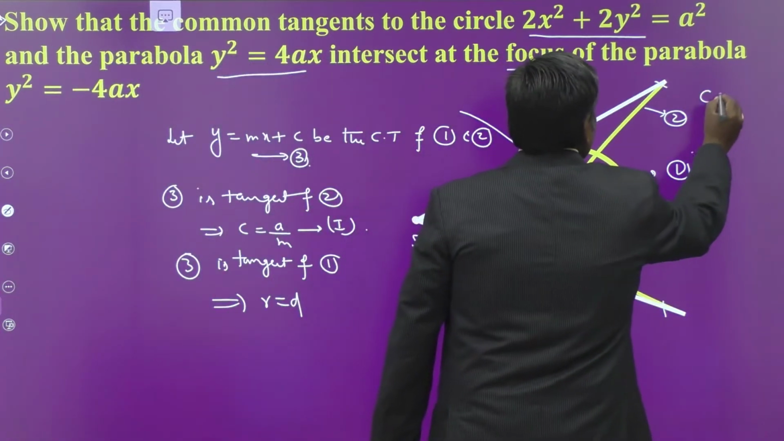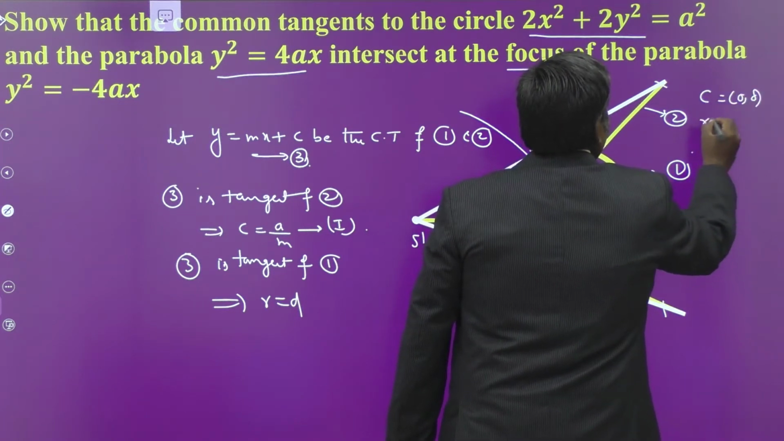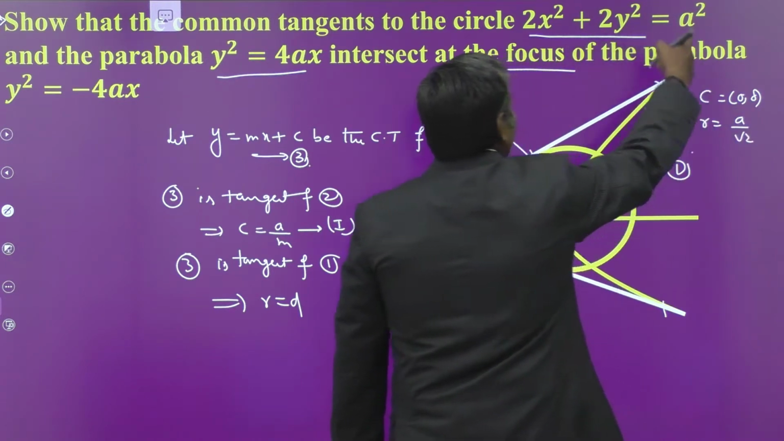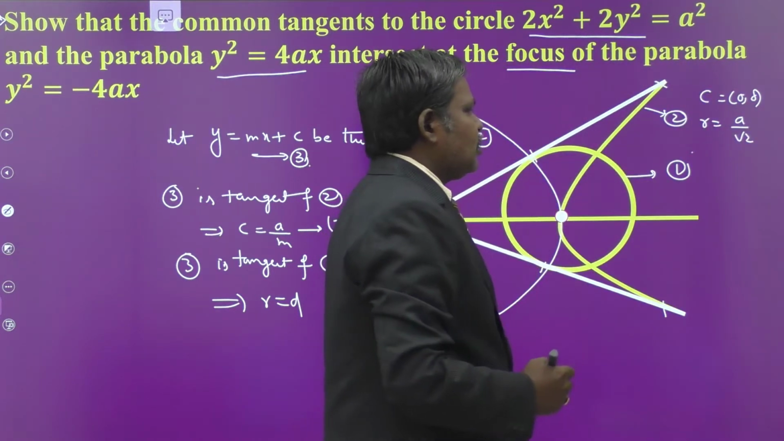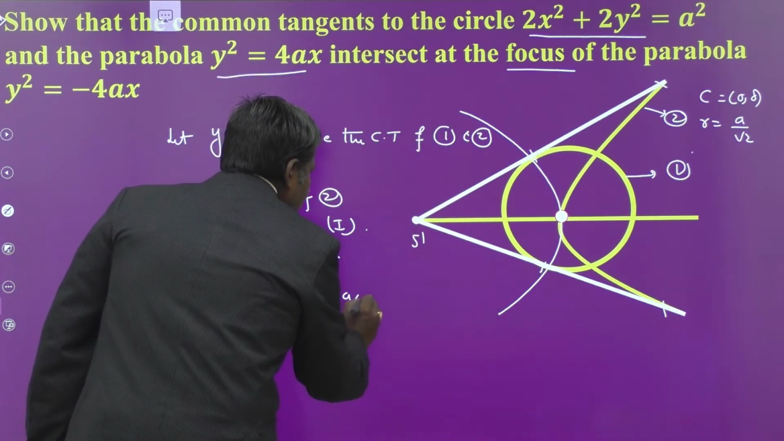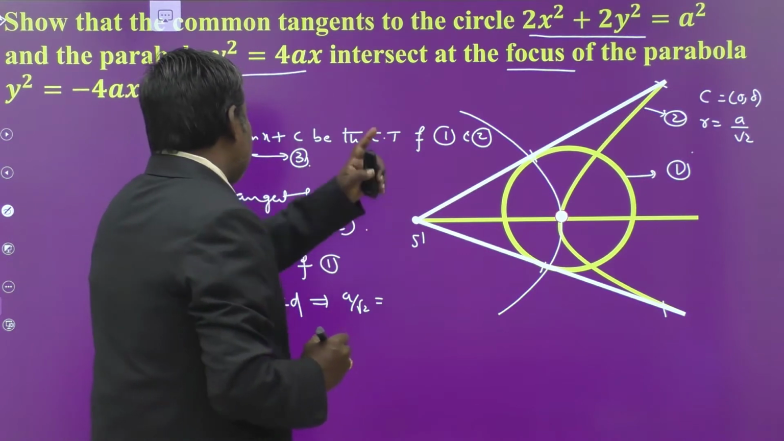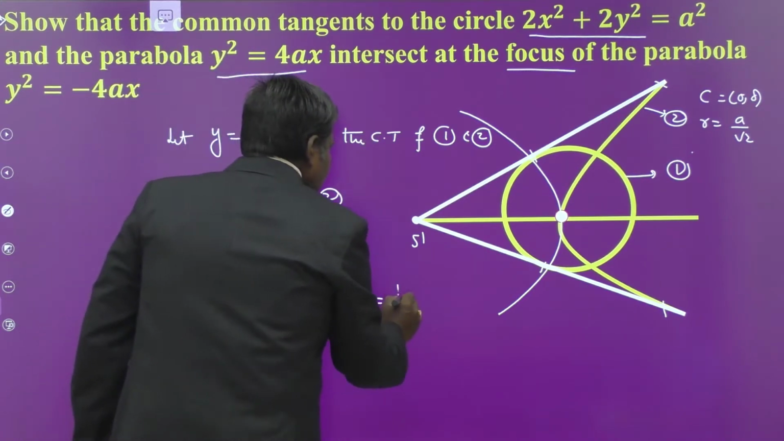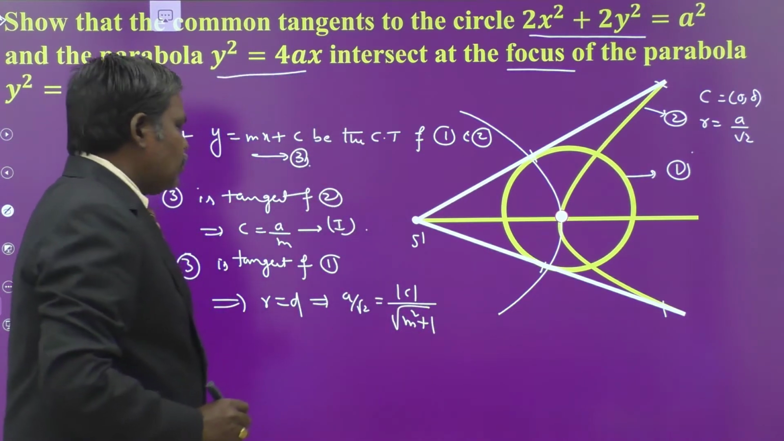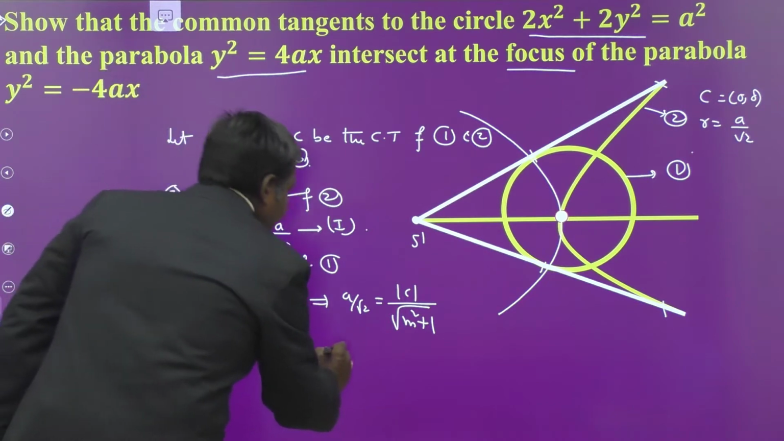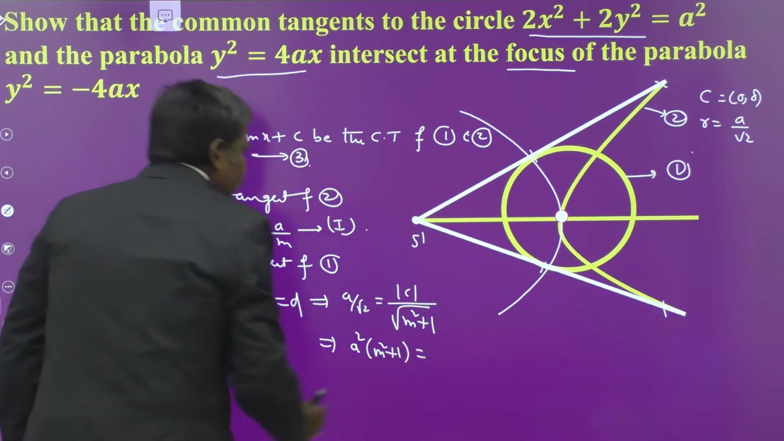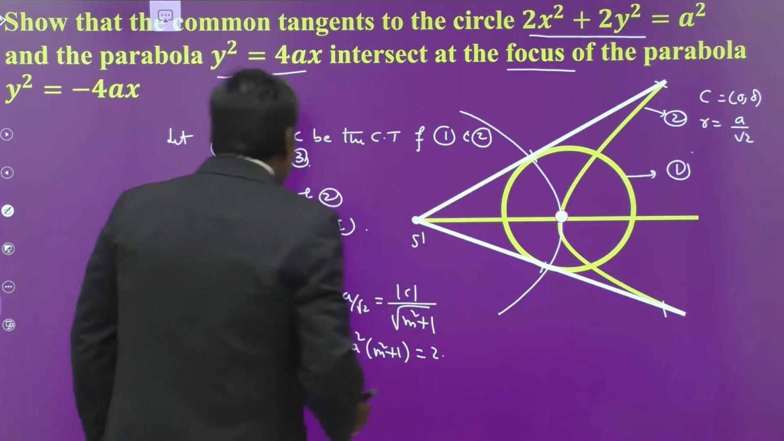What is the center of the circle, my dear? (0, 0). What is the radius? a/√2, because r² = a²/2, so r = a/√2 we obtained. Therefore, the radius of the circle a/√2 is equal to the perpendicular distance from the origin to the line y = mx + c, that is |c|/√(m² + 1). Squaring and cross multiplying, we obtain a²(m² + 1) = 2c².